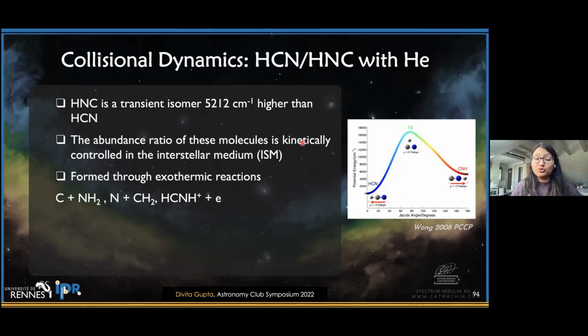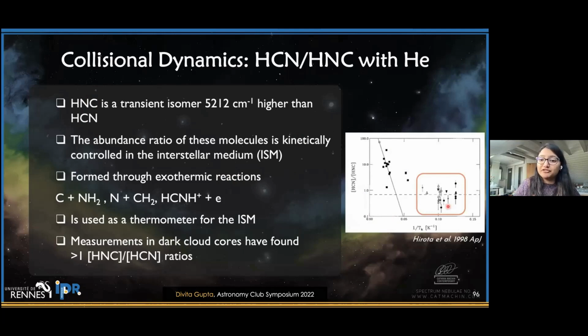However, what is known is that both these species are produced from highly exothermic reactions. So that would mean whenever the product is being formed, there is enough energy for HNC to actually go and form an HCN. Okay? So while in theory it will be kinetically controlled, it's also formed through an exothermic reaction, which should mean that HCN should be higher than HNC. However, many of the measurements in the dark cold cores have actually shown that HNC is higher. So even this exothermicity is not enough, okay? So why was this happening? That's what we wanted to explore.